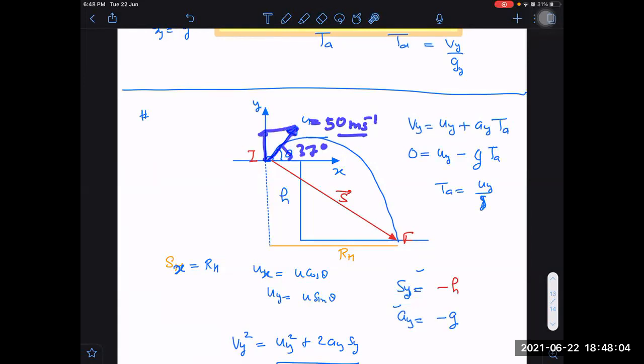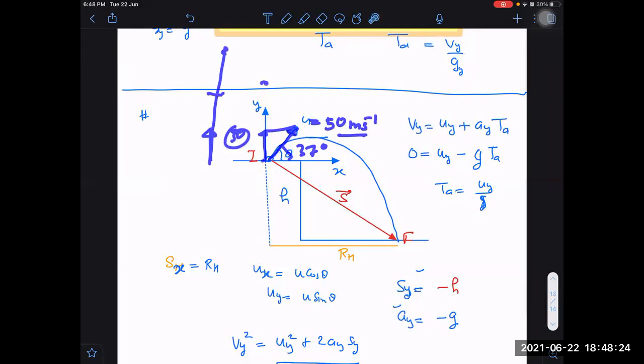What is the vertical velocity? Nandu, what is the vertical velocity? 30, sir. 50 sine 37 is 30 meters per second. If I throw something upwards with 30 meters per second, then what time it will take to go to the highest point?